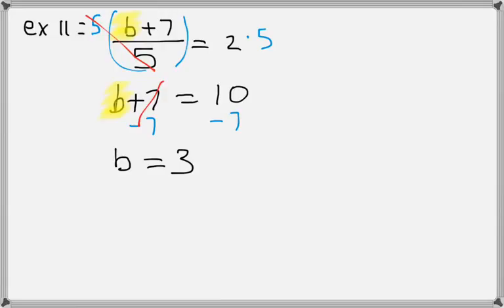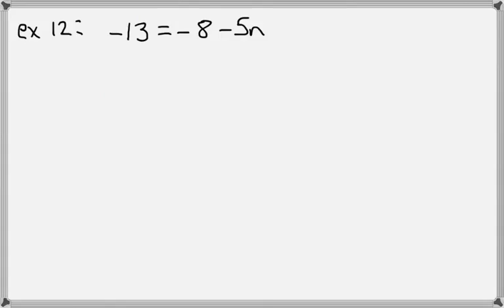Let's look at one last example of a two-step equation. So again, we're doing the same process. What do we want to isolate? We want to isolate that variable, that n. So in order to get rid of that, first I need to get rid of that negative 8. How do you undo a negative 8? You're going to add 8 to both sides.